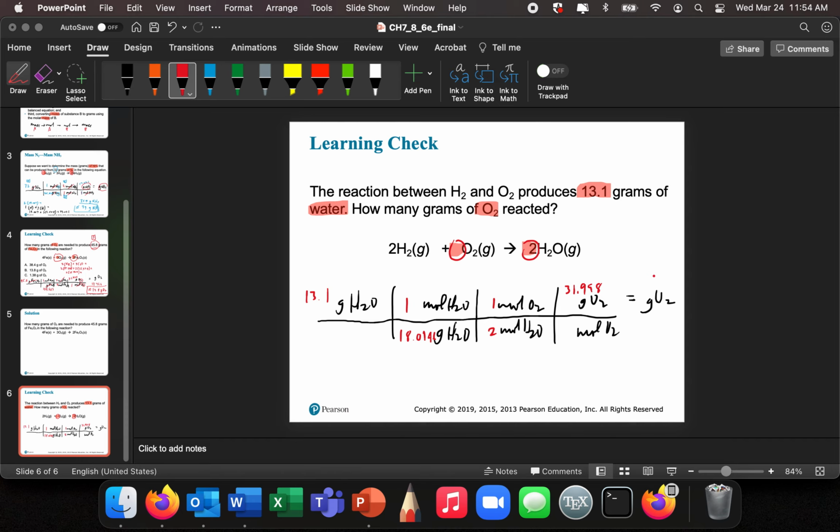13.1 divided by 18.0146 divided by 2 times 31.998 gives me 11.634 something, right? 11.634 grams of O2. Okay, and I had 3 sig figs here, more there. These were exact, and more there. So it's going to be 3 sig figs. So it looks like I'm going to be reporting my answer as 11.6 grams of oxygen.